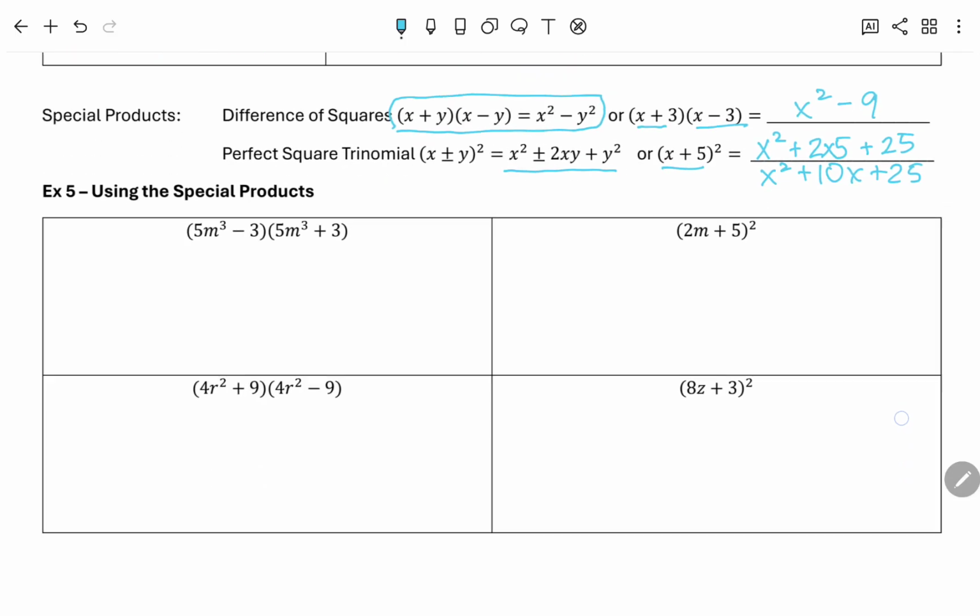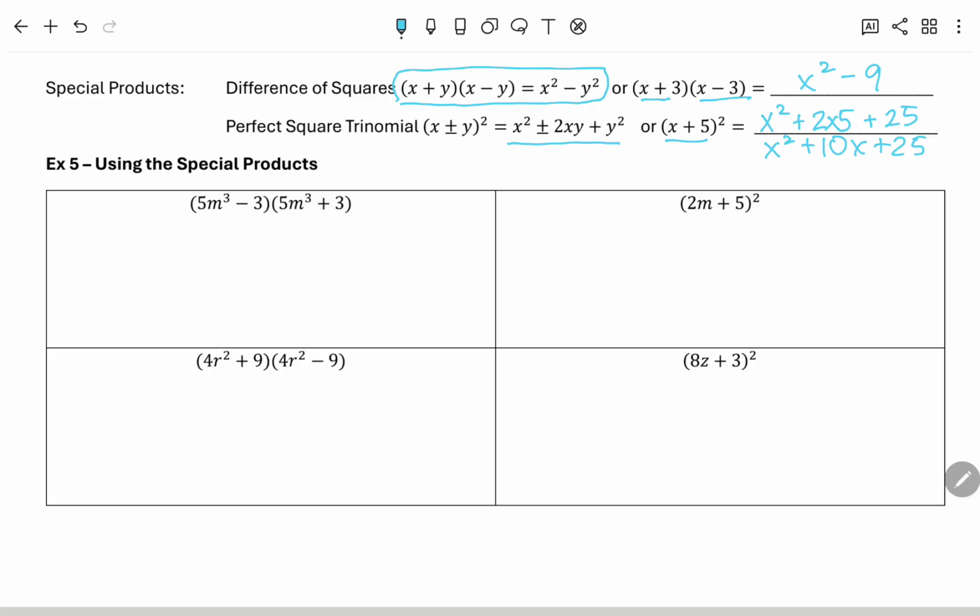Let's see. Here, what I recognize is that I have the same exact quantities, just different in their sign. So I know I can take the first one and square it, and then I'm going to have a difference, and I can take the second value and square it. So this is going to give me a difference of squares. Now let's actually square it. So it would say 25m, when you have a power raised to a power, you multiply, minus 9. That is a 6. Okay, there we go.